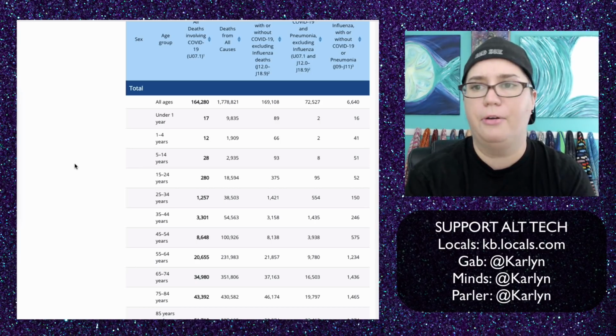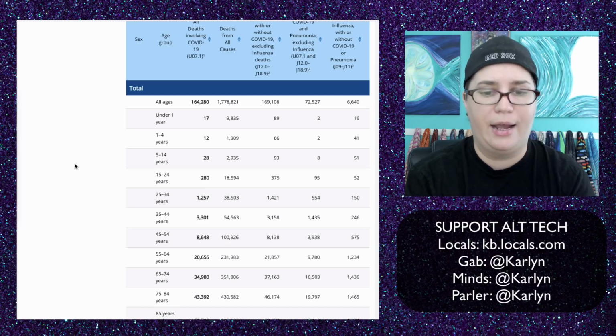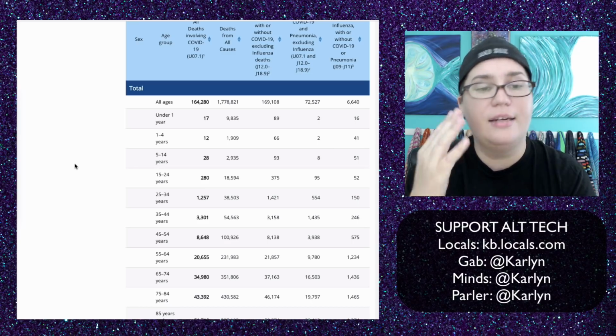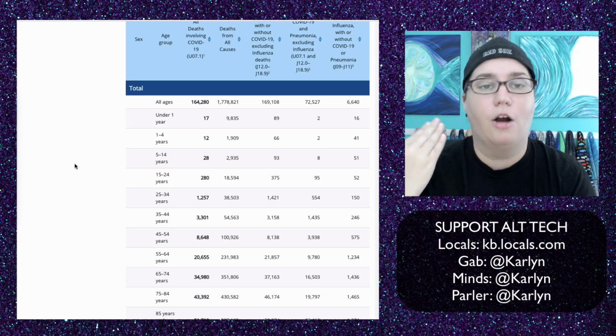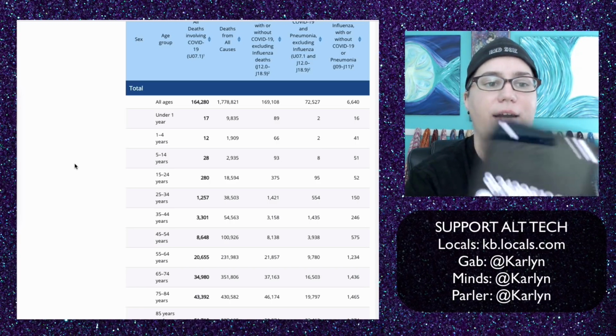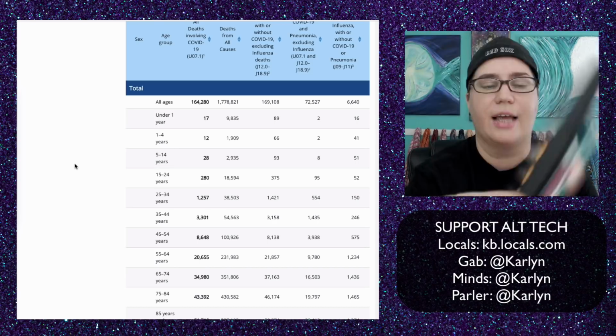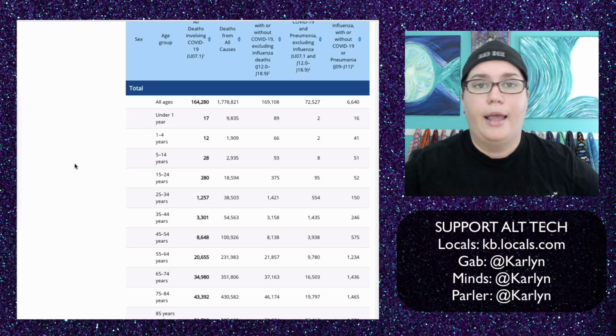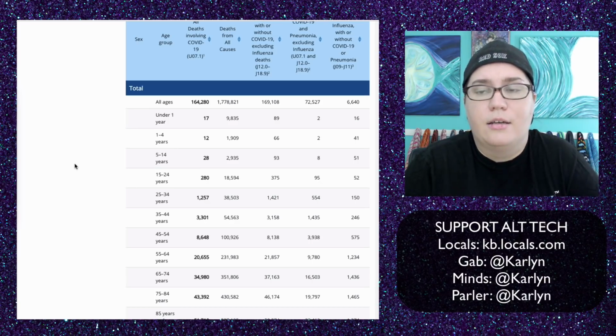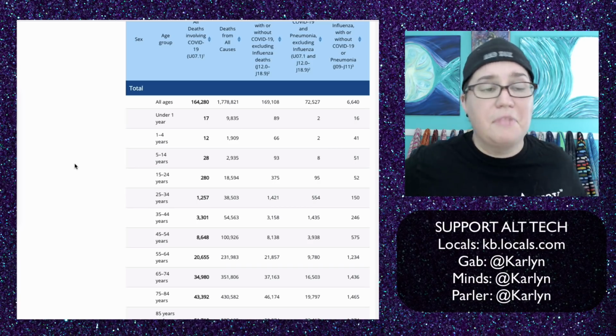Now, if we divide 13,543 by 164,280, which is the total number of deaths, and multiply that by 100, we're going to get our percent of deaths that are under 54 years old. And that percent of deaths under the age of 54 years old is 8.24%. 8%. 8% of the total deaths so far of coronavirus, according to the Center of Disease Control, is 8%.